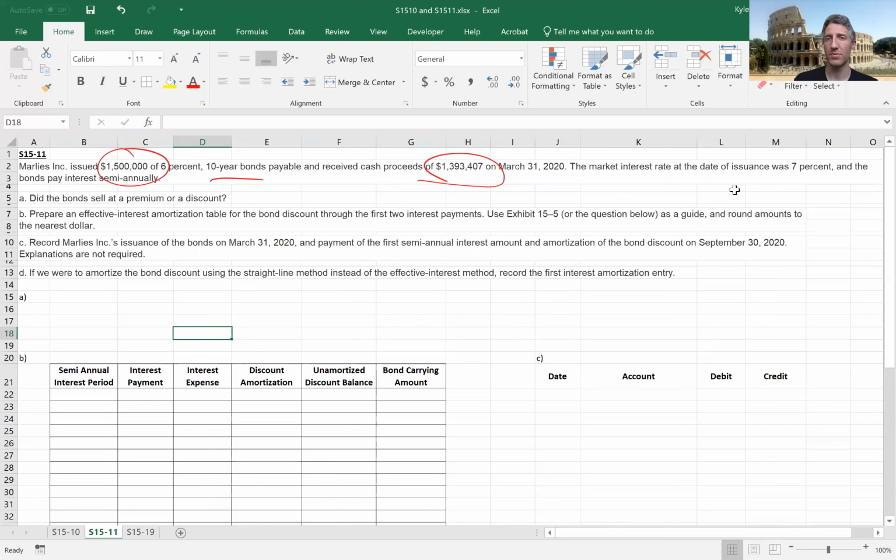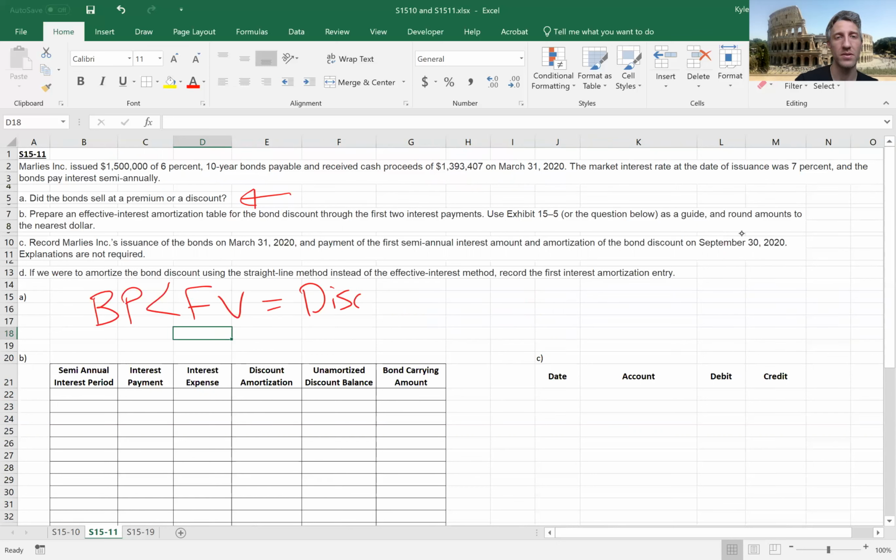So what else do we know? We know the market interest rate on the date of issuance was 7%, and it pays interest semi-annually. So what do we need to do? Well, part A is, did the bond sell at a discount or premium? Whenever the bond price is less than face value, it sells at a discount. So that's part A. That's fairly easy. And that is just a way to express the inverse relationship that bond prices and interest rates have.